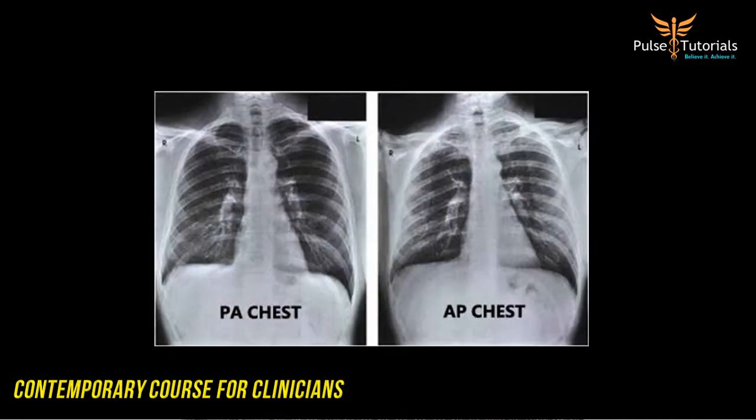Another very important part of our mnemonic RIPE was the PA view and the AP view. The one on the left hand side, this X-ray is PA view. See, there is no shadow of the scapula that can be seen on the lung field, whereas the AP view, represented by the X-ray on the right hand side, you can very clearly make out the shadow of the scapula.